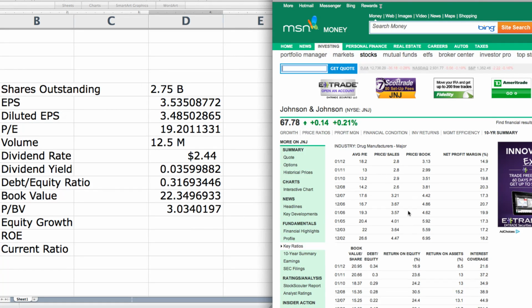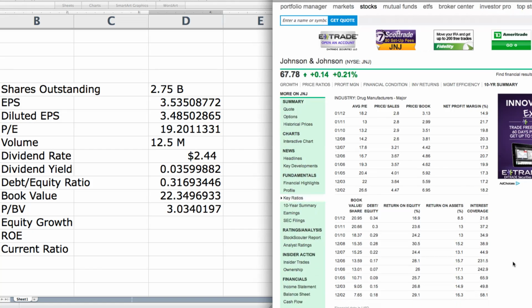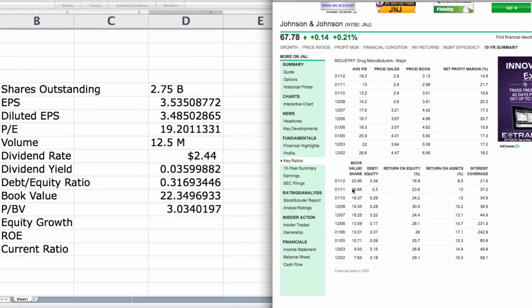Okay, so while we're on this page, which we got to through Key Ratios, 10-year summary, you can see the equity growth. When we go down here and look at the book value per share, you can see it went from 7 to 9 to 10 to 13, clear up to 20.95, and in the last couple months, it's actually gone even higher to $22.34. So this is what we're talking about when we look at the book value growth, this number right here going up that chart.